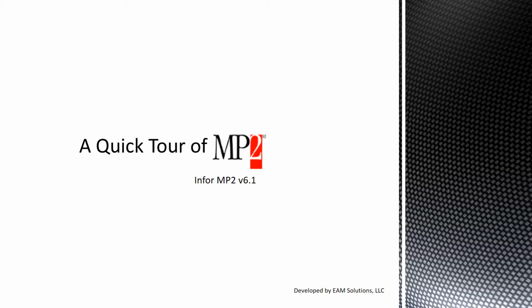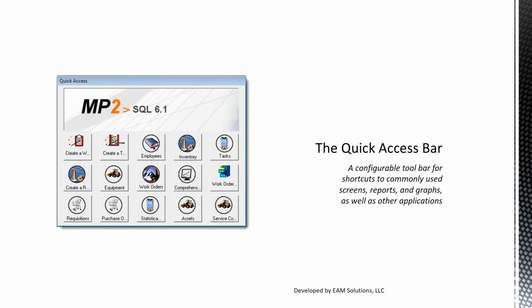And now let's take a quick tour of Infor MP2. If you want a more in-depth demonstration of MP2, then one of our representatives can schedule a one-on-one session with you. The first screen most users will see is the Quick Access bar. This is a configurable list of shortcuts to commonly used forms, reports, and graphs. Each user can build a personal Quick Access bar and can even create shortcuts to applications outside of MP2.